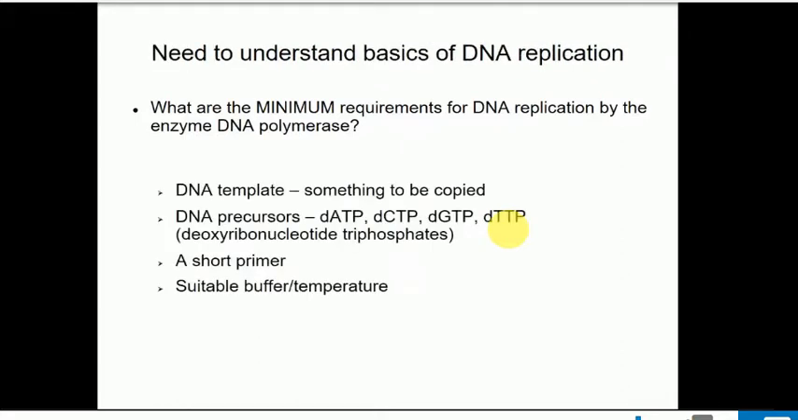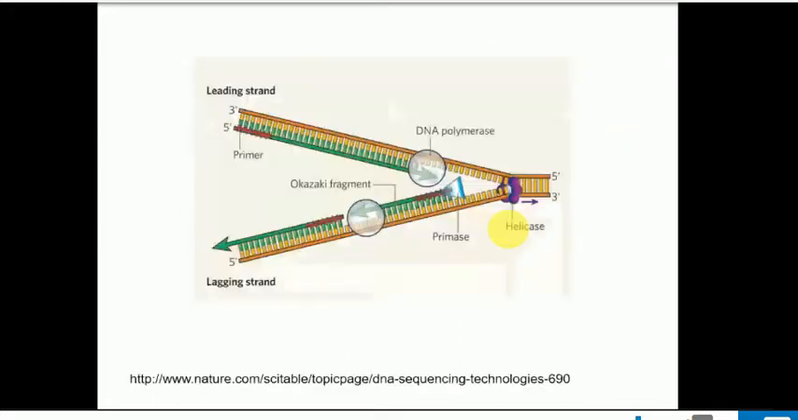Okay, so the template's something to be copied. DNA polymerase won't work without a template. The precursors for DNA synthesis are needed. You need a short primer. In the cell, that's RNA, but DNA primer will work just as well. And you need suitable buffer and temperature, so that gives you your heat and your magnesium that you suggested. This is the important bit, the fact that you need a primer. If you just put DNA polymerase in a mixture with DNA and the DNA precursors, nothing will happen. You have to have a primer annealed to that DNA template for the DNA polymerase to start with.